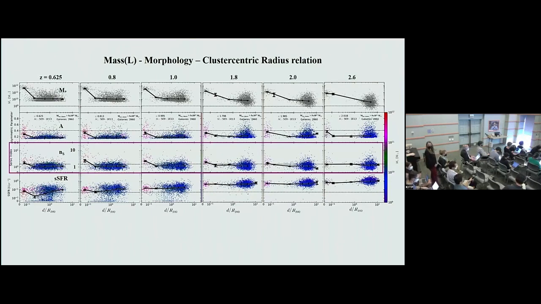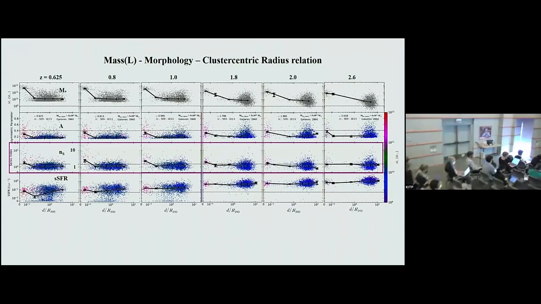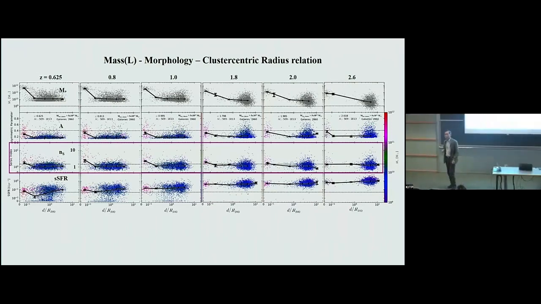So we are not actually following these things. The central galaxies of the cluster are not exactly at R equals 0, but they are moving around. Thank you.